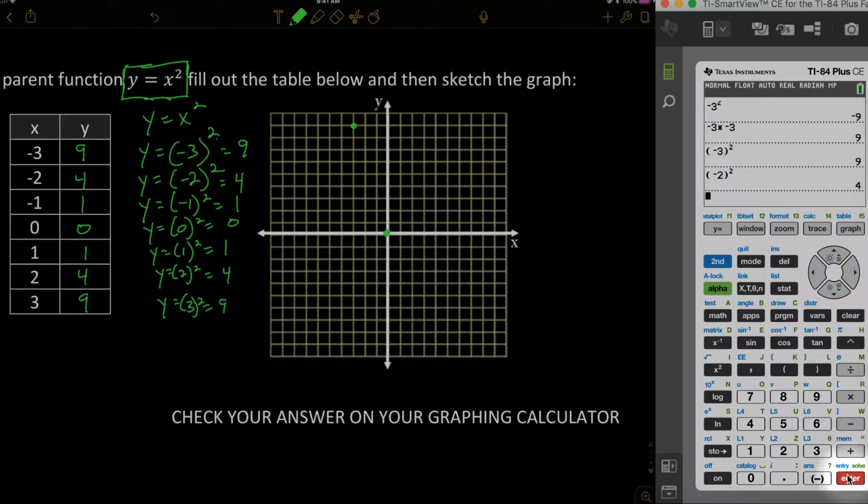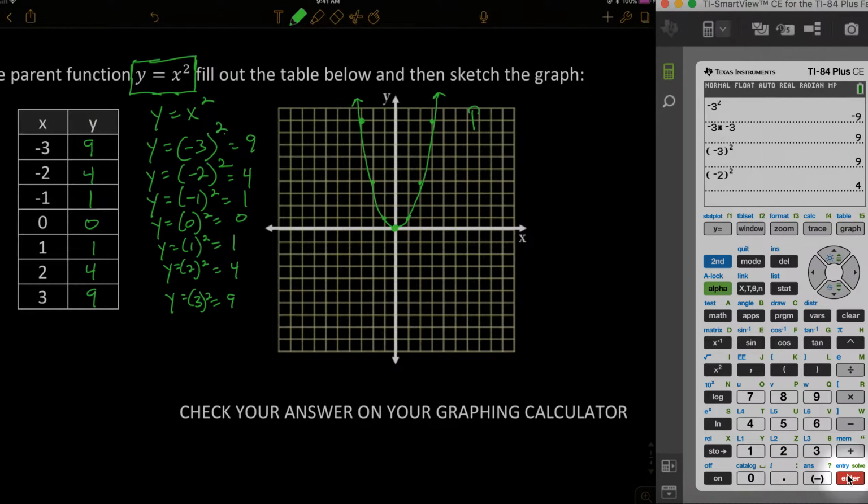negative 2, 4, negative 1, 1, 0, 0, 1, 1, 2, 4, 3, 9. So the shape that I get makes like this U-looking thing. And we call that a parabola. You may have seen this already in Algebra 1, or you might have seen it in middle school. That's called a parabola.